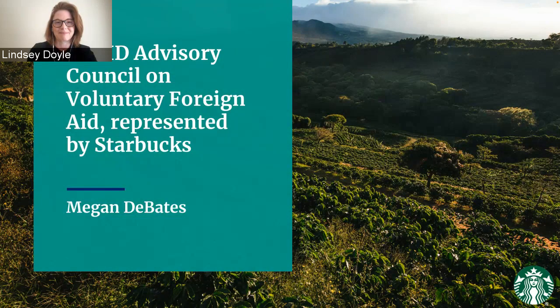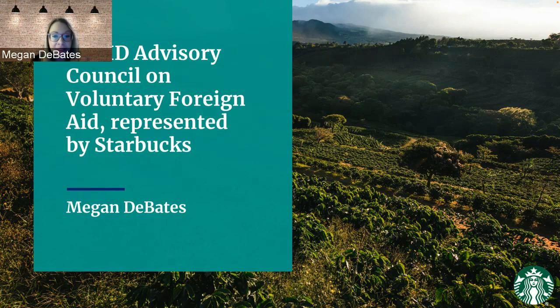Hi, everyone. So I'm going to talk a little bit today about how Starbucks is approaching mitigation and adaptation and highlight some of the key initiatives and projects that further illustrate our approach. But I'll start out by talking about our role on USAID's Advisory Committee for Voluntary Foreign Aid. So we joined this last year, and we serve on two working groups as part of the committee, the working group on climate change and food security and the private sector engagement working group.